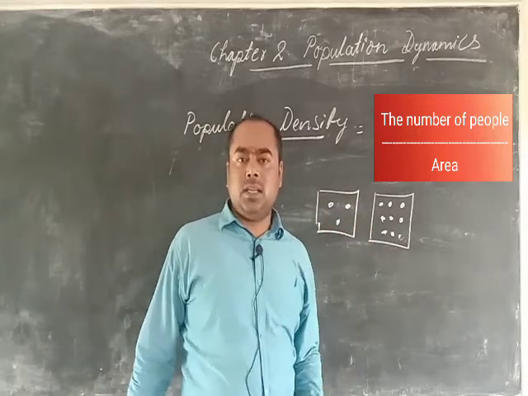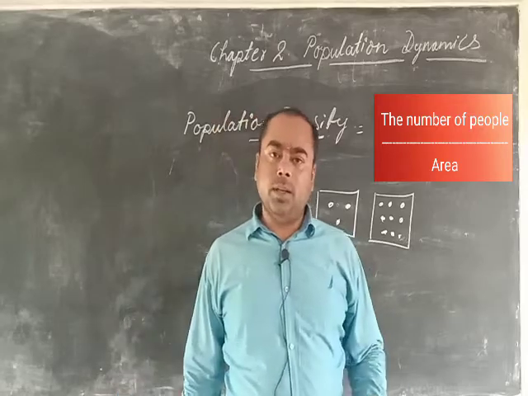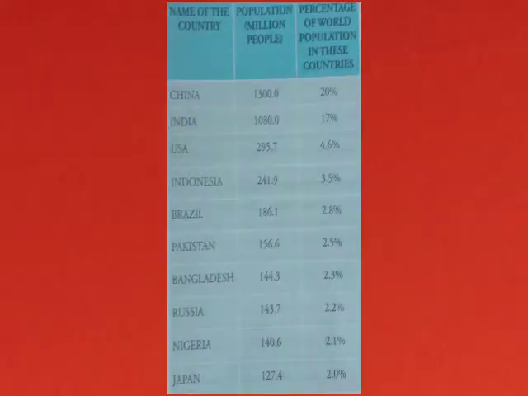Okay, as you can see throughout the world in this table, China has the highest population density, followed by India, then USA, Indonesia, Brazil, Pakistan, Bangladesh, Russia, Nigeria and Japan. These are the areas with the highest density. Is that clear, my dear students?